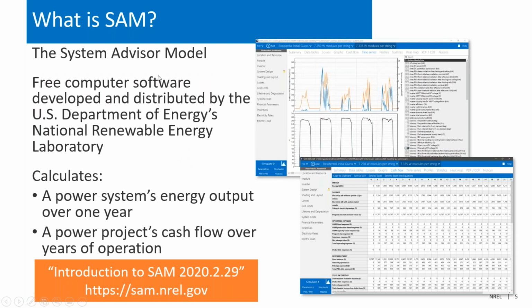So what is SAM? At its core, SAM is a free open source software developed and distributed by NREL, used to analyze power plants and related systems. It provides technical models supporting a variety of renewable generation technology, including solar, wind, geothermal, marine energy, and more, and then can calculate the system's cash flow based on SAM's financial models.